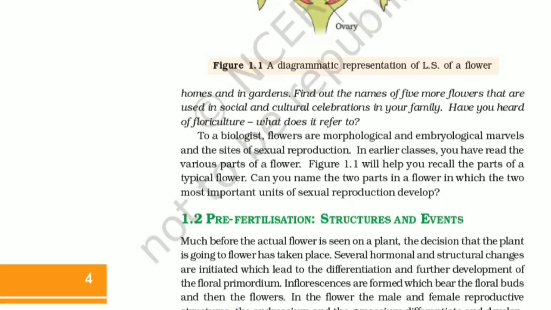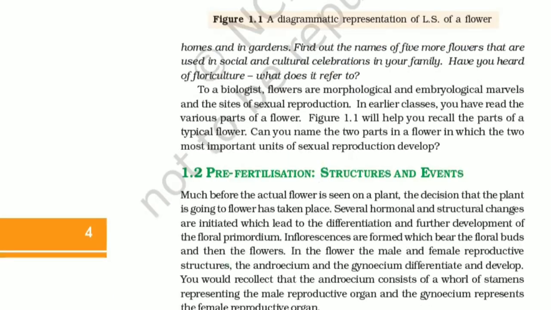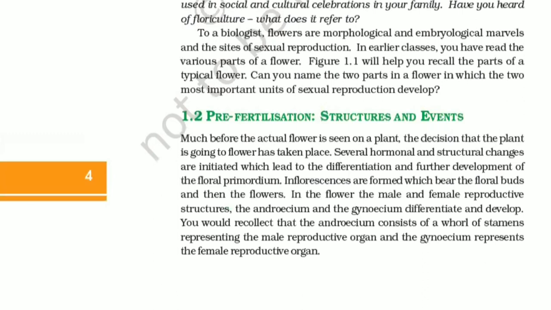To a biologist, flowers are morphological and embryological marvels and the sites of sexual reproduction. In earlier classes, you have read the various parts of a flower. Figure 1.1 will help you recall the parts of a typical flower. Can you name the 2 parts in a flower in which the 2 most important units of sexual reproduction develop?